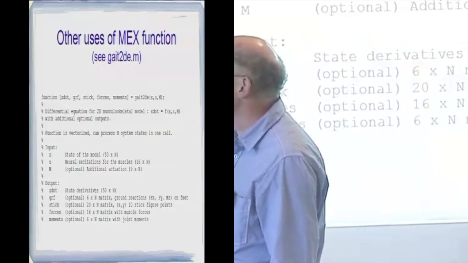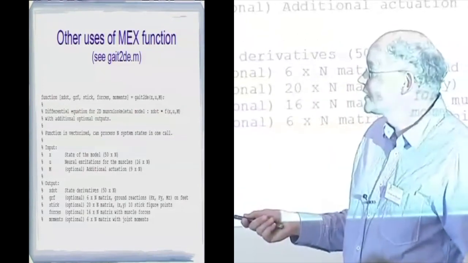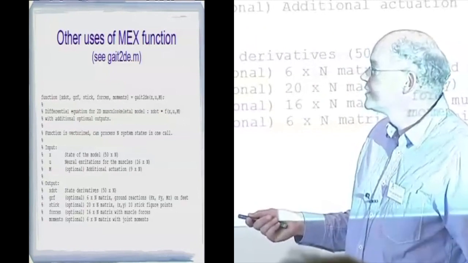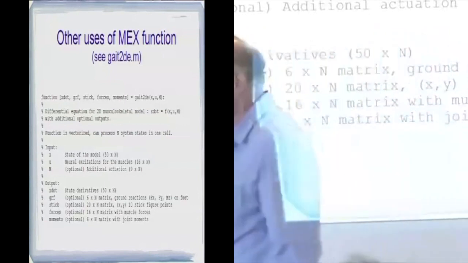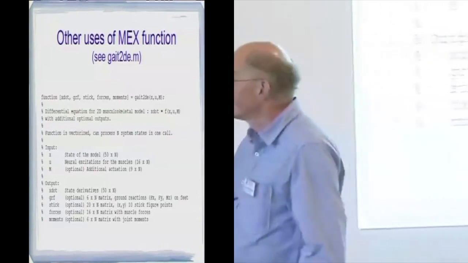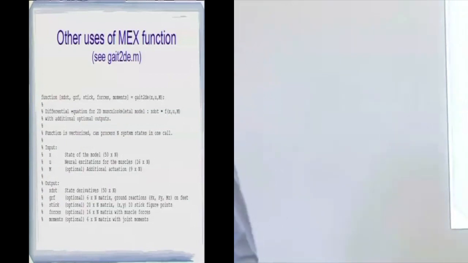On the left-hand side, you can get state derivatives, but you can also get optional outputs like ground reaction forces, stick figure, data structure, muscle forces, and joint moments. And if you want other stuff, we'll have to go in the C code and add those features.